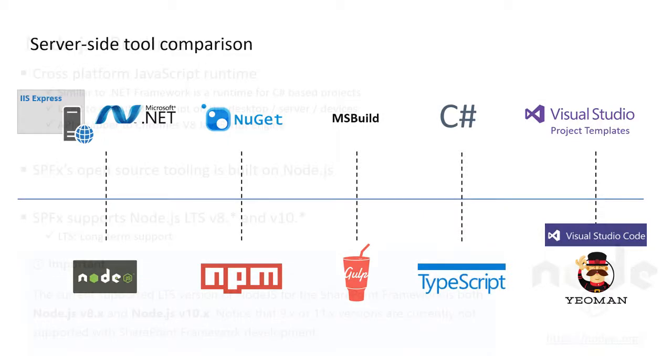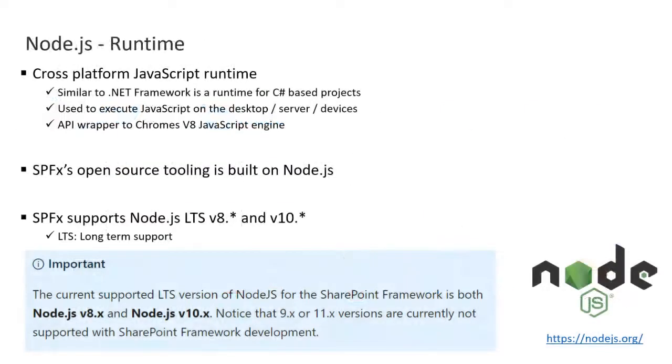Node.js is a runtime. It's a framework, as I already told. It's a cross-platform JavaScript runtime, similar to how the .NET Framework is a runtime for C#-based projects. Same like that, we have it in JavaScript. You can use it on desktop, server, everywhere. It's an API wrapper around Chrome's V8 JavaScript engine. In SharePoint Framework, the open source tooling is built totally on Node.js. Always we need at least version 8 or version 10.